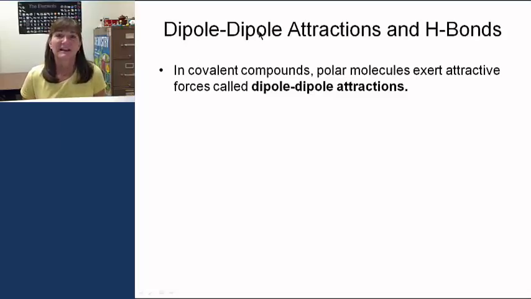Dipole-dipole attractions and hydrogen bonding. We are going to switch gears here and talk about attractions that happen between molecules. Up till this point, we've been focused on bonding between atoms: what types of bonds are holding the atoms together in a molecule? Now I'm going to talk about what kind of attractions happen between 2 molecules that might make molecules stick together. In covalent compounds, a nonmetal bonded to a nonmetal, polar molecules exert attractive forces called dipole-dipole attractions.